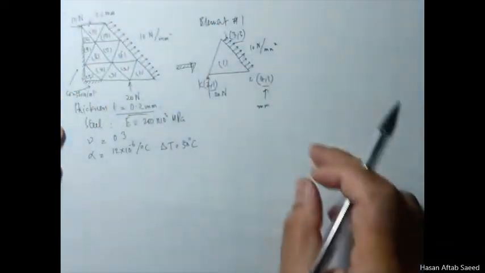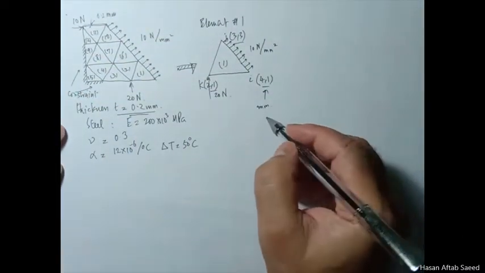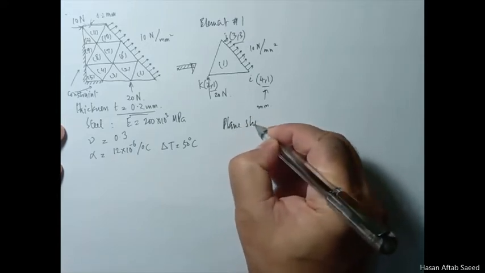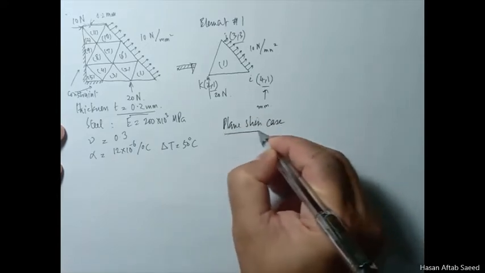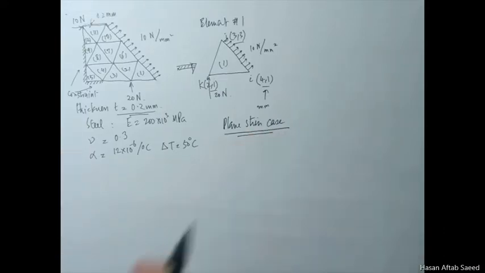Similarly, height is ample. As compared to these dimensions, the thickness is very small, and also there is no mention of constraint. So this is a plane stress case. This will be very important, because while using the formulas, we'll be using those for plane stress.